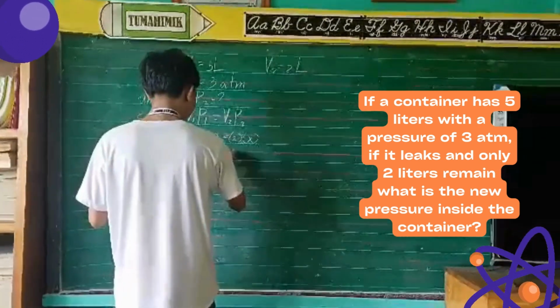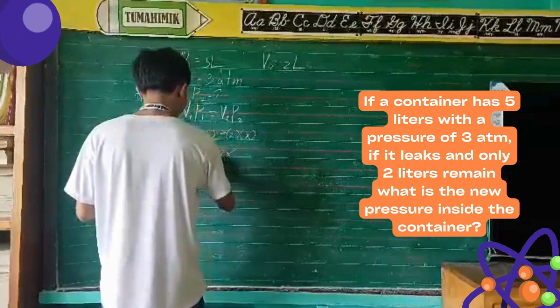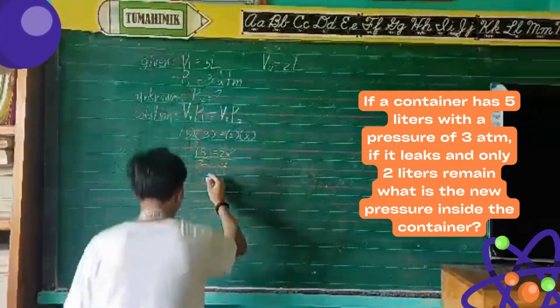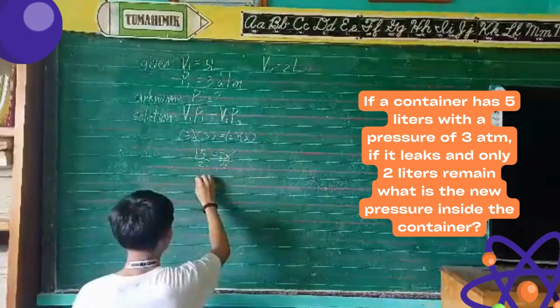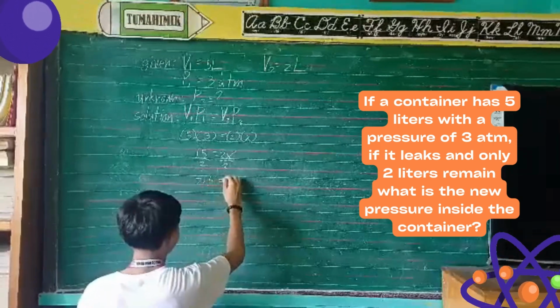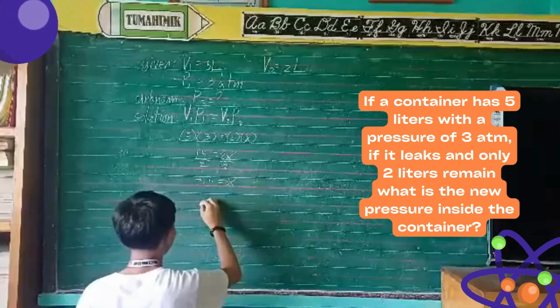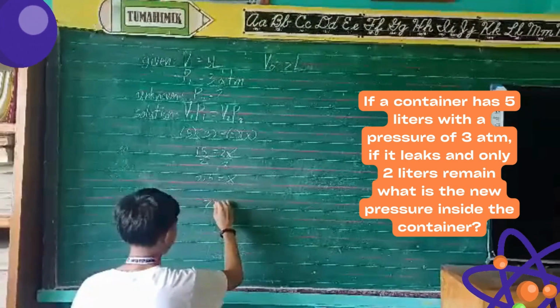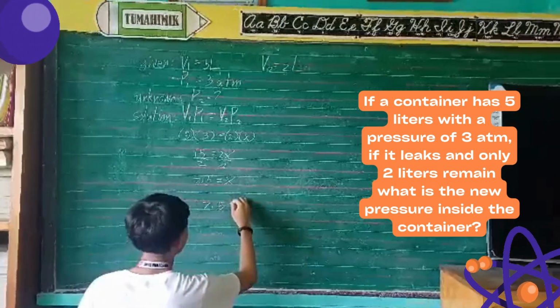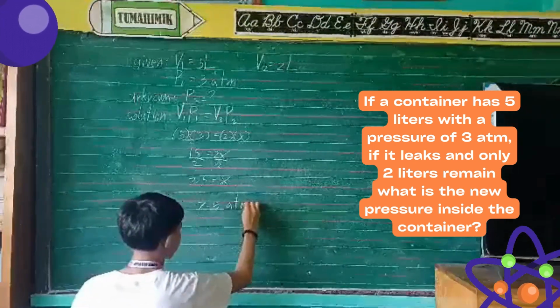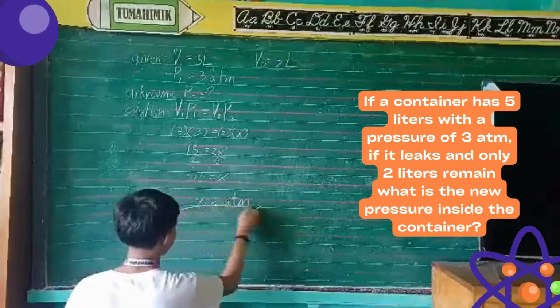15 is equal to 2x, divided by 2. We get 7.5 is equal to x, or 7.5 atm will be the final pressure.